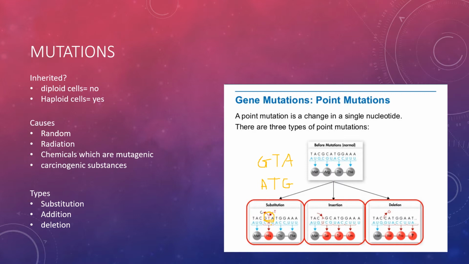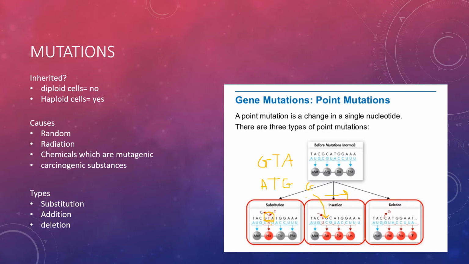Then you have insertion, which is also known as addition. So let's say this is the sequence, and we actually insert, let's say, a G, guanine. If we insert a guanine on there, it's going to cause a frame shift. And remember everything's read in triplet code. So it's going to cause everything after this point to be moved down by 1, which will change everything.